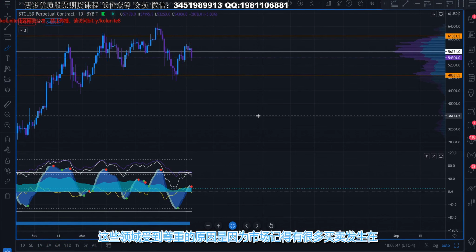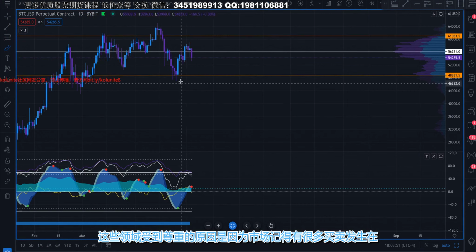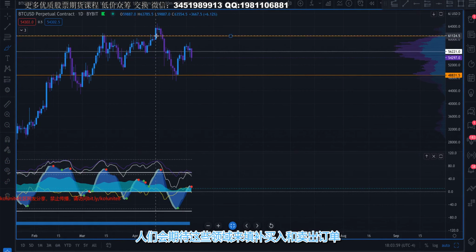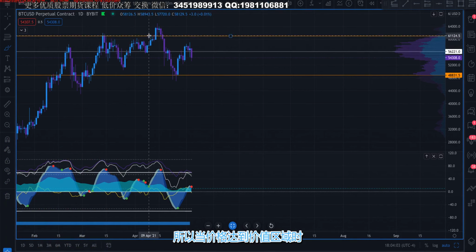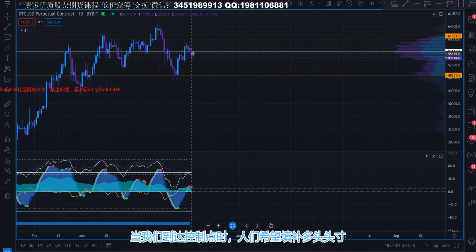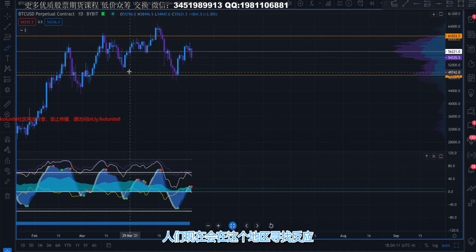The reason these areas are respected is because the market remembers that there was a lot of buying and selling happening at these areas and at the point of control. And so when price retraces to these areas, people will look to these areas to fill buy and sell orders. So when price comes up to the value area high, people will look to fill short positions. When we come down to the value area low, people will look to fill long positions. When we come to the point of control, people will look for a reaction off of this area.